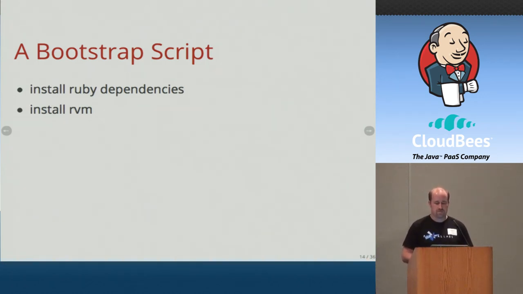So the Bootstrap script installs Ruby dependencies, and then it installs RVM. Currently it's an apt-get install of a bunch of packages, and then it installs RVM, which, for those of you who aren't in the Ruby world, is Ruby Version Manager, which is how we manage multiple versions of Ruby. We also use Ruby to run Chef, and so that's the one thing we need on the box before we can actually start configuring it. So we go through the Bootstrap script. That takes less than 5 minutes these days.